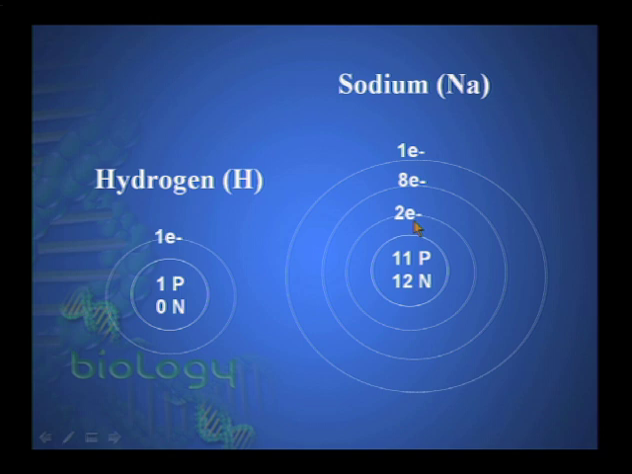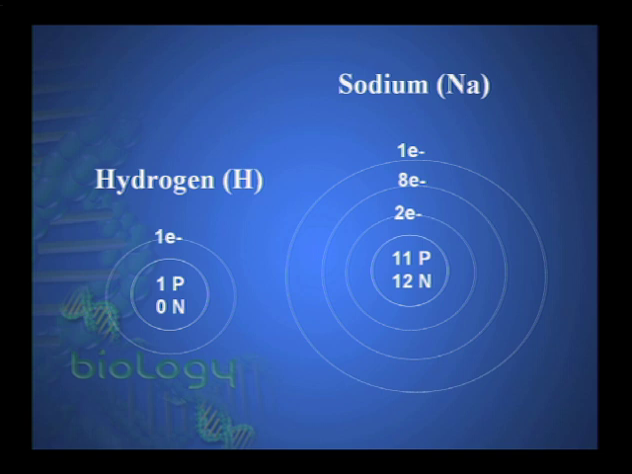Now, again, there's 11 electrons to work with, but this first orbital only holds a maximum of 2. So that means the next 8 have to go into the second orbital, and then we would still have 1 left over, and that's going to go into our third orbital.